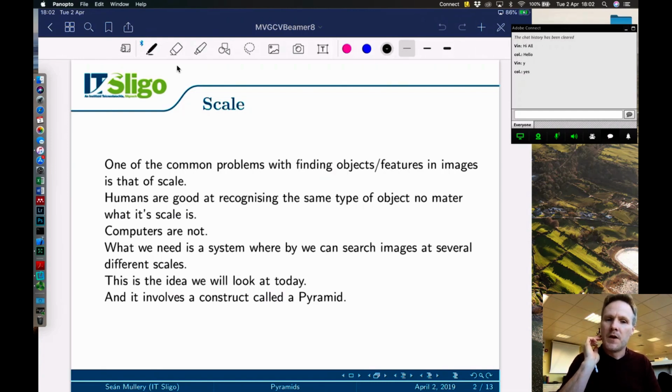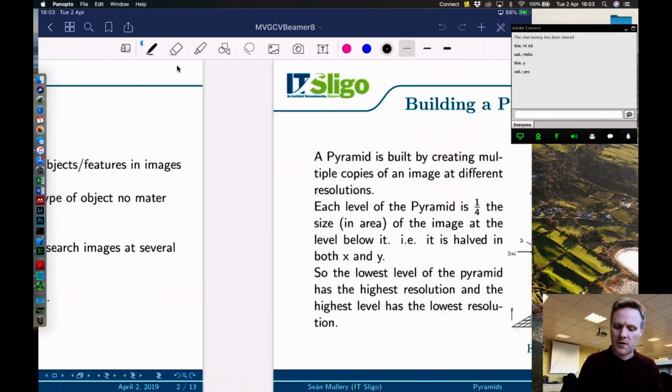Humans are good at recognizing the same type of object no matter what its scale is. So if you look at an image and you see a car, it really doesn't matter whether it takes up most of the image or whether there's a load of small cars in the image, you'll normally be able to tell that that's a car. Humans are very, very good at that, but computers are not. So what we need is a system whereby we can search images at several different scales so that we're looking for the same thing, and if we just rescale the image, then it should appear the same. So this is the idea we'll look at today, and it involves a construct called a pyramid.